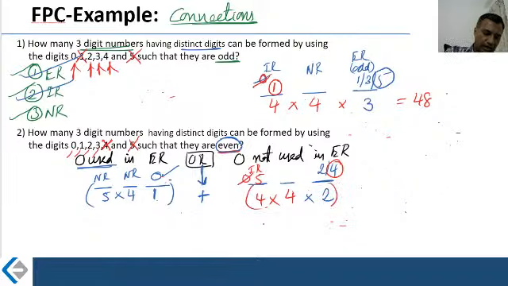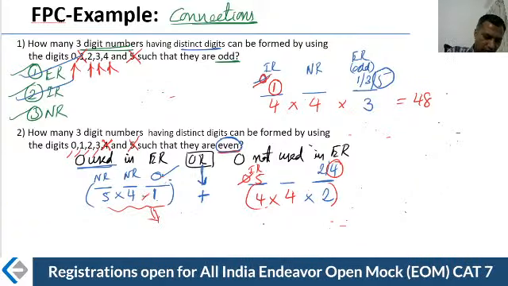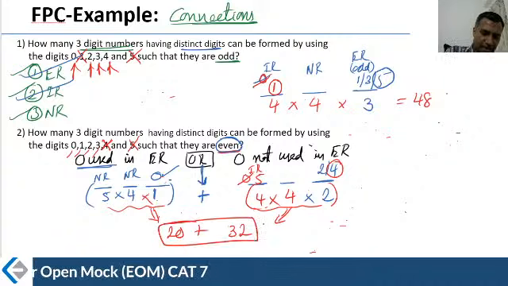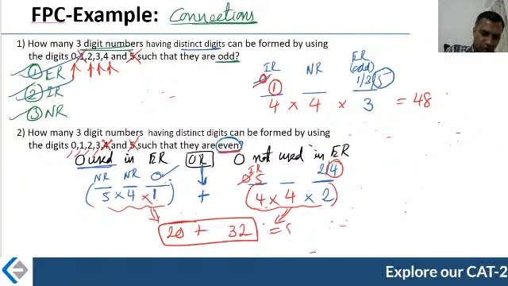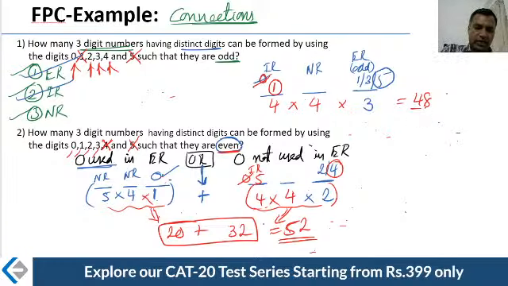Therefore, from here, I can write 20 numbers. And then from here, I can write 32 numbers. Totally, I can have 52 such numbers. 52 of them are even, 48 of them are odd. Earlier 48 were odd and 52 were even.